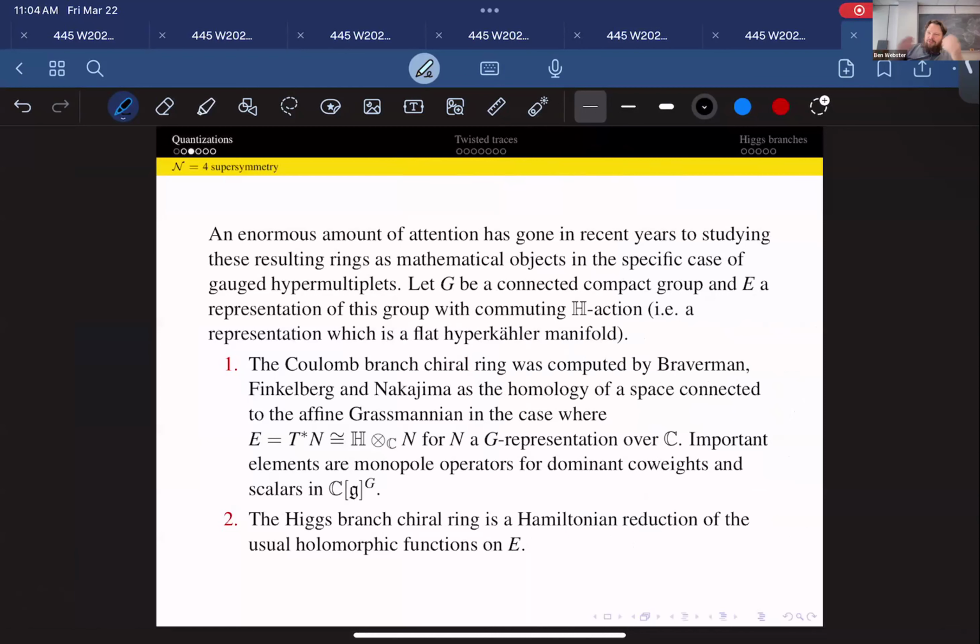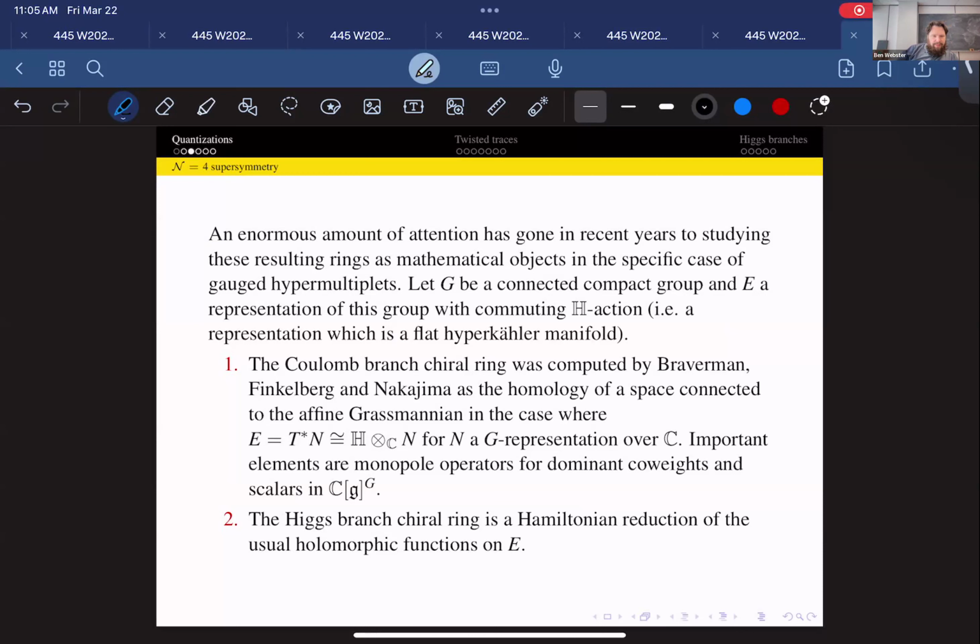So these rings have garnered a lot of attention in recent years, and how I ended up in this quantum field theory business was that I was interested in the kinds of spaces that come up as the spectrum of these commutative rings. The case where we have some hope of getting a mathematical handle on things is when your theory is gauged hypermultiplets, a gauged sigma model into flat hyperkähler space.